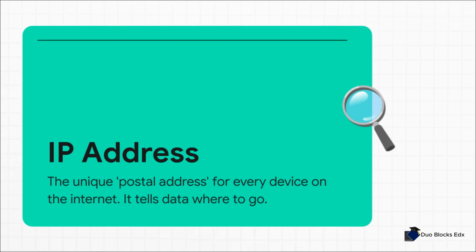So for your browser, the client, to find a server somewhere out there in the world, it needs an address. On the internet, we call this an IP address. Every single device hooked up to the internet, your phone, your laptop, the massive servers that host Netflix, each one has its own unique IP address. It's just like a postal address for the digital world. It makes sure the information gets to the right place.